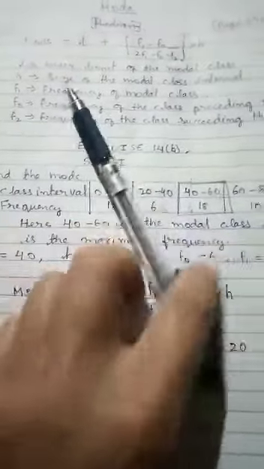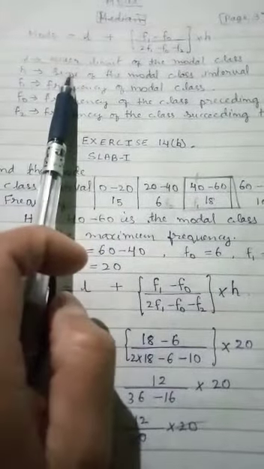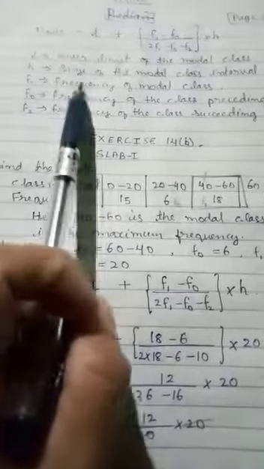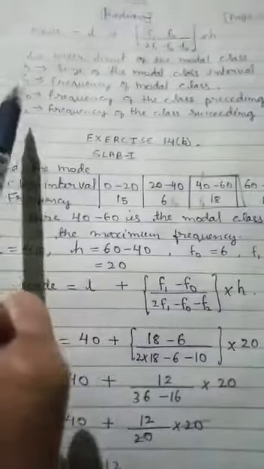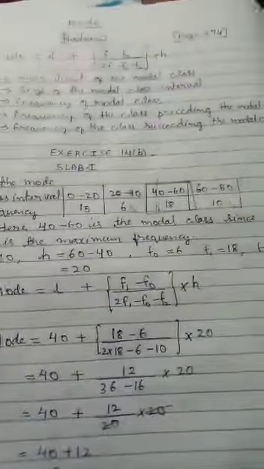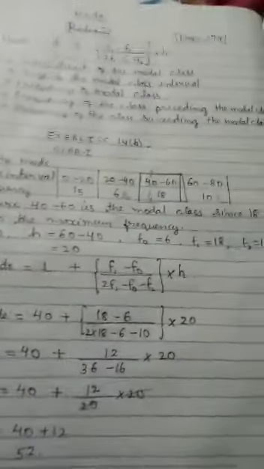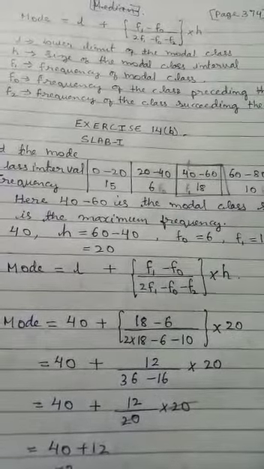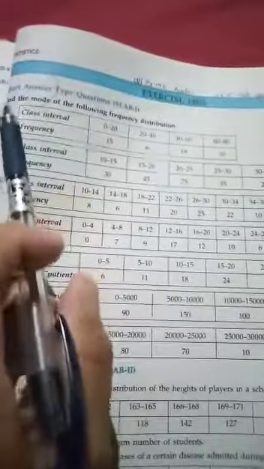and when we say size, it means upper limit minus lower limit. F1 is the frequency of the modal class. F0 is the frequency of the class before the modal class. Then F2 is the frequency of the class after the modal class. While solving the exercise, you will understand better. So if you check exercise 14b, here you have to find the mode of the following frequency distribution.